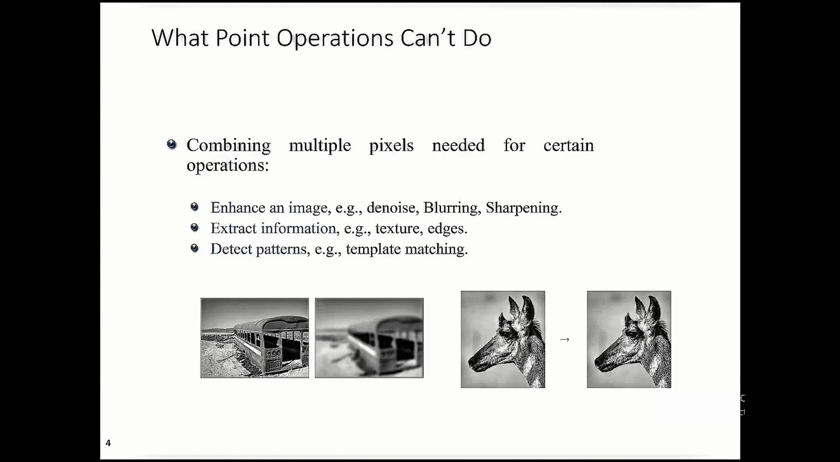Combining multiple pixels means that if you want the value of a certain pixel, you also take the neighborhood pixels. Combining multiple pixels has these applications: either we can enhance the image, extract the information that we want, or detect patterns.